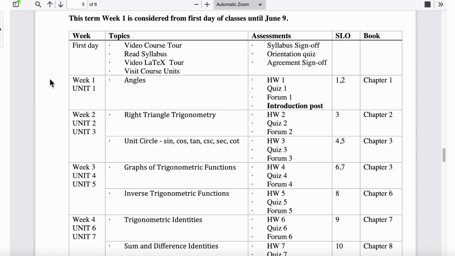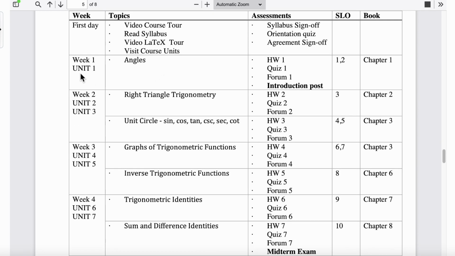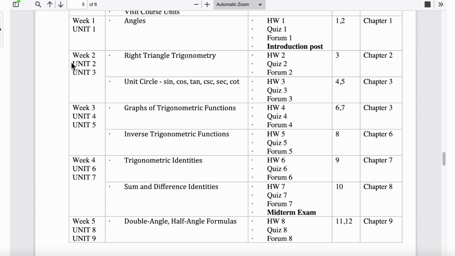Also, you have a topical outline that describes what you will study every week. So the very first day of classes, you have to watch all these videos that are described here. And also the first week of classes, you have to work in the first unit and already do the first homework, first quiz, and first forum. Also, in the first week, you have to also submit your introduction post. After that, all the other weeks contain 2 units, as described before, that you will do homework, quiz, and forum, and then homework, quiz, and forum.